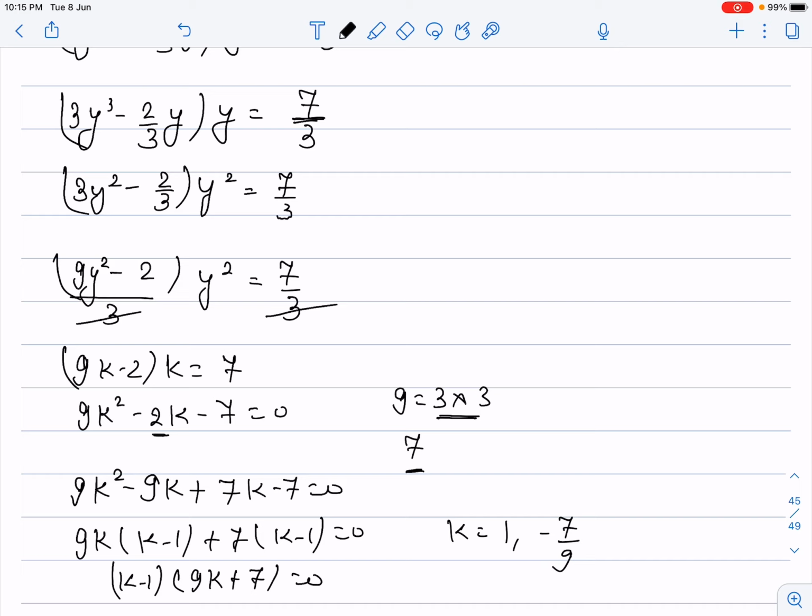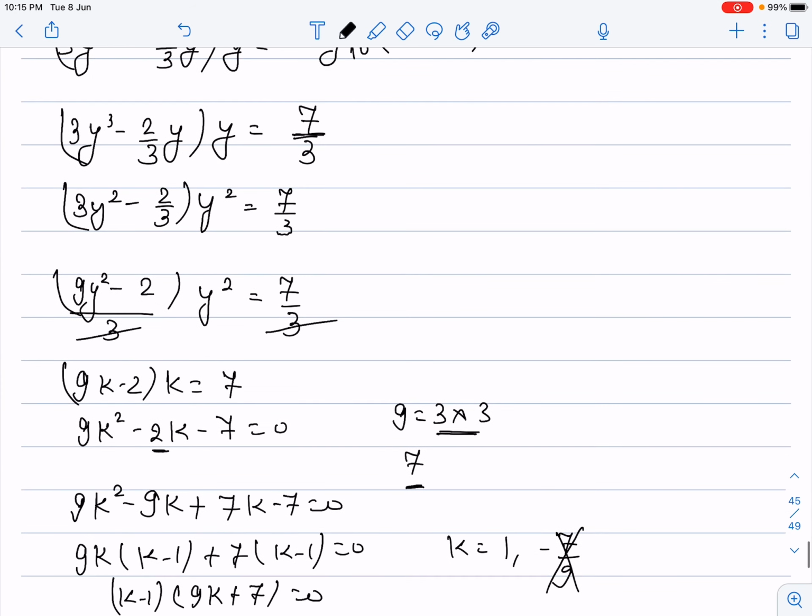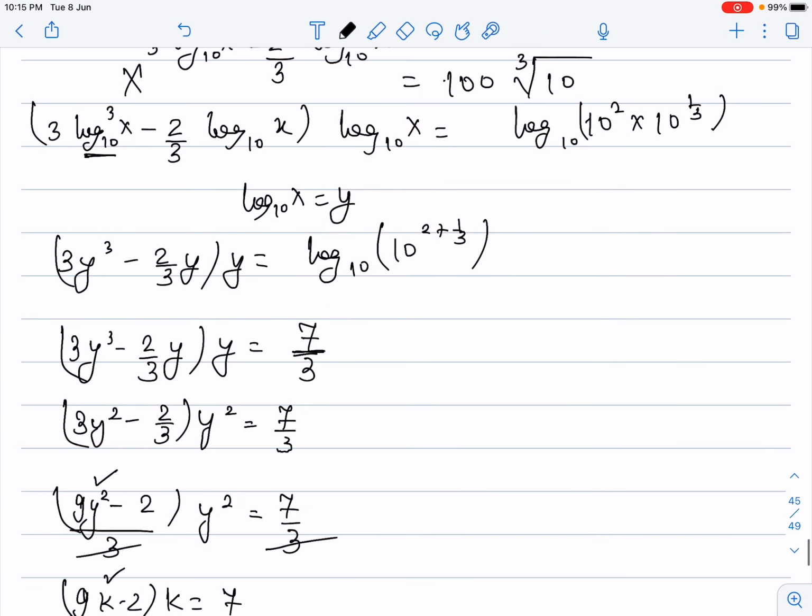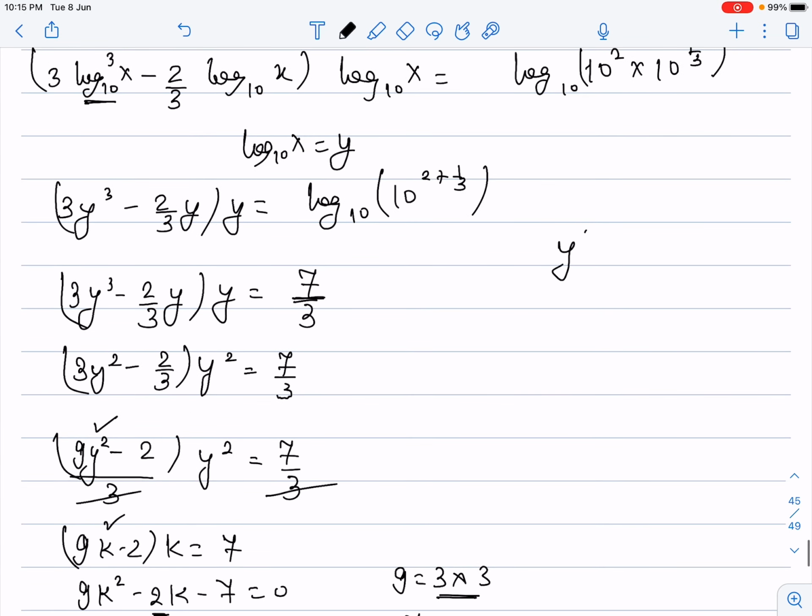But k is equal to y square, as we know. So y square can never be equal to minus 7 by 9. That means y square is equal to 1. I have written y square as k. So y square is equal to 1. But in turn, y is equal to log x base 10. If y square is 1, y is equal to plus or minus 1. So we may write log x base 10 is equal to plus or minus 1.